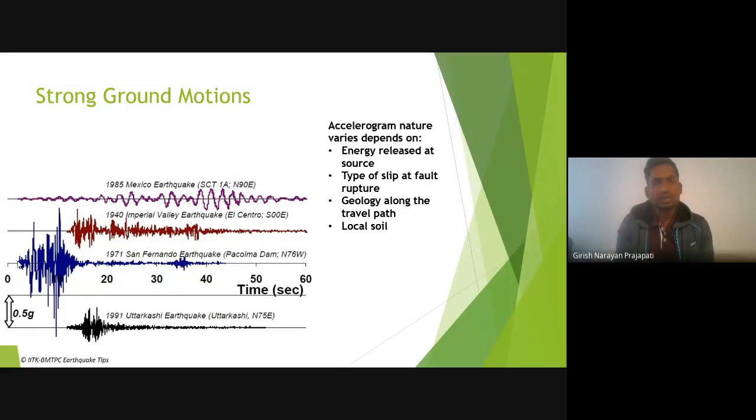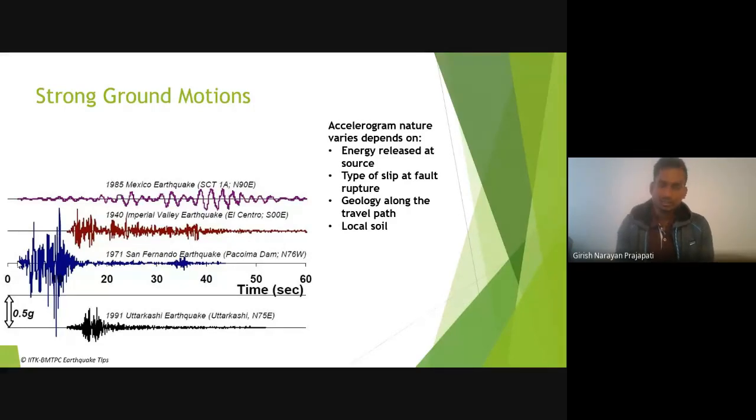Generally the oscillogram varies depending on the energy released at the source, that is, the strain energy at the source. Then the type of slip, either dip slip or strike slip, at the fault rupture. Then the geology along the travel path. If it occurs inside the ocean or sea, it can cause a tsunami. If it occurs in the Himalayan regions, there is snow, so it can cause an avalanche. If it occurs in mountain areas, like in Manipur and Mizoram, there we can have landslides and some other cases also.